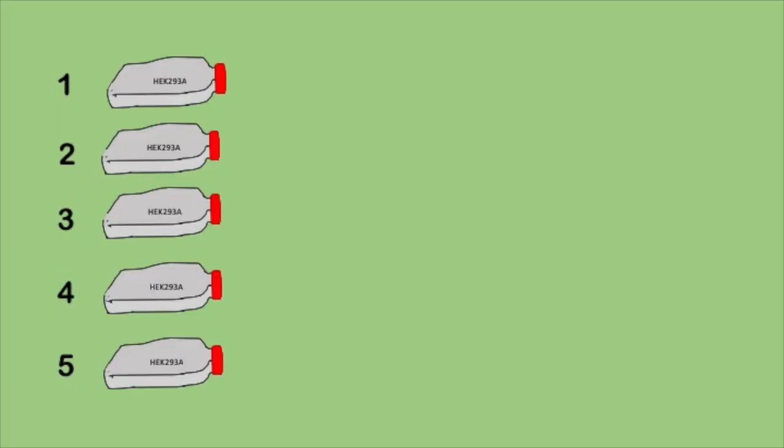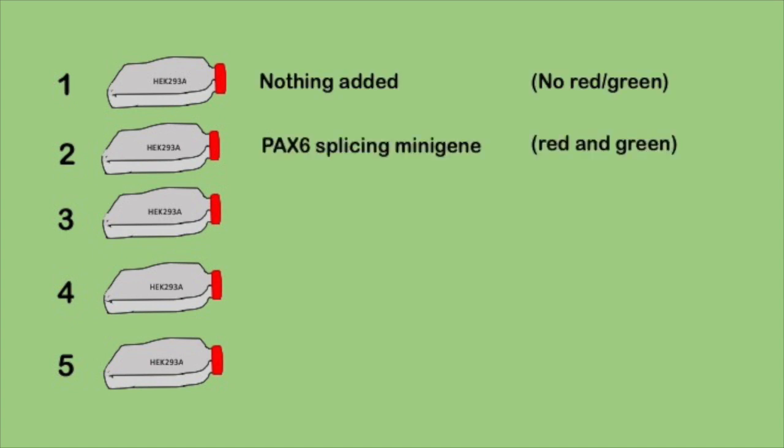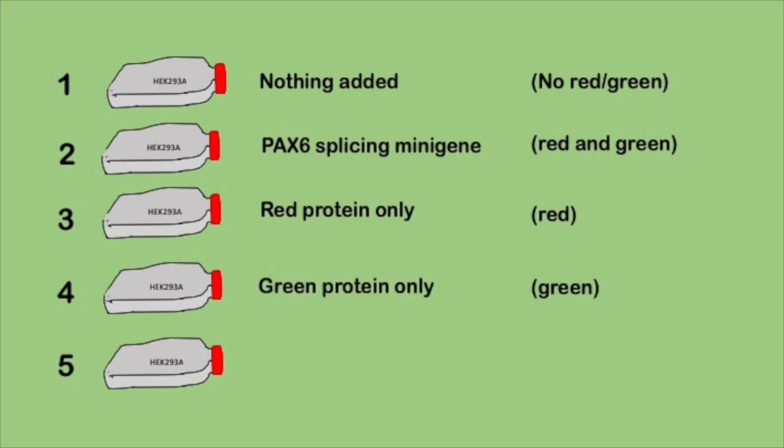So here's what's happened. We've taken cells in culture and we've got 5 different conditions. 1, cells with nothing added. 2, cells with our wild type minigene added. 3, cells which we have made make the red protein only. 4, cells which make the green protein only. And 5, cells into which we've introduced our mutant minigene. So this was all done ahead of you by people in my group.